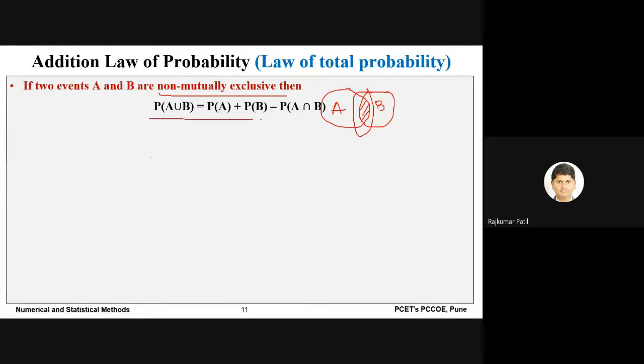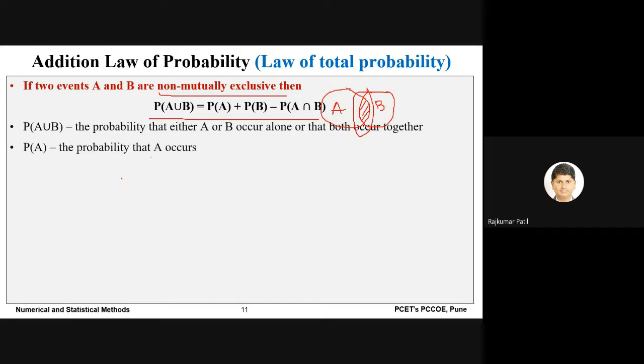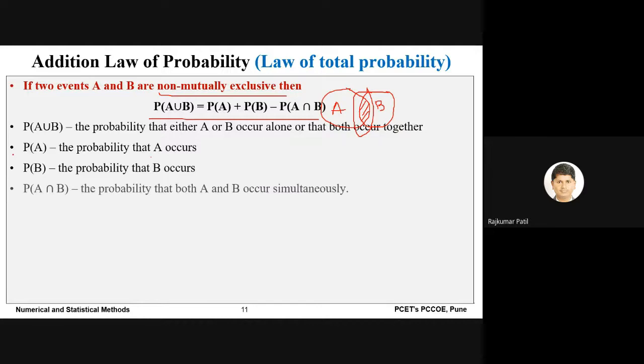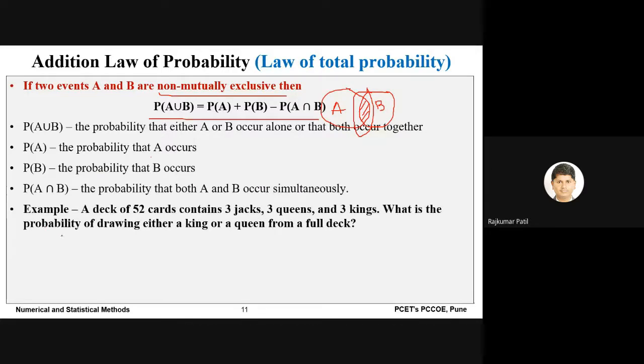So this formula we already discussed. Probability of A union B is equal to probability of A plus probability of B minus probability of A intersection B. And these are the ways to call the notations. And we will take an example, a deck of 52 cards.